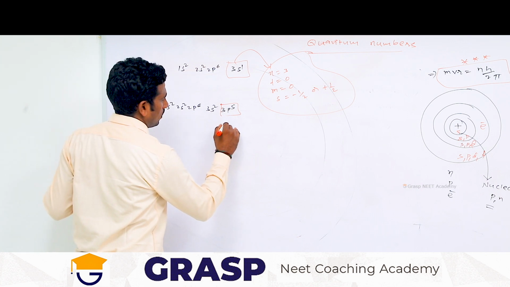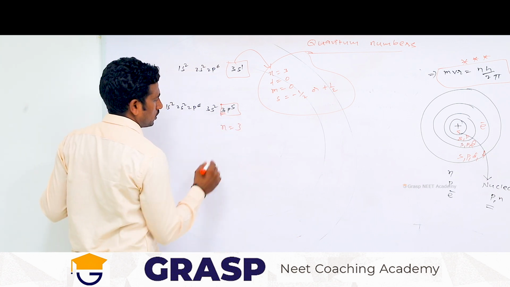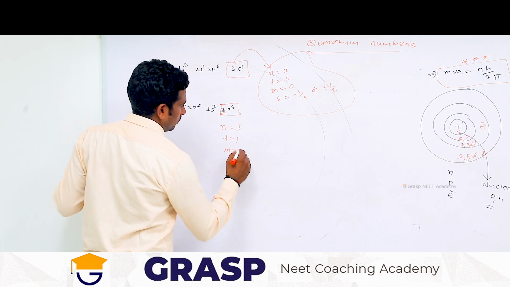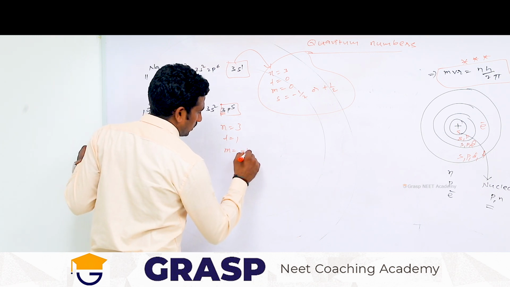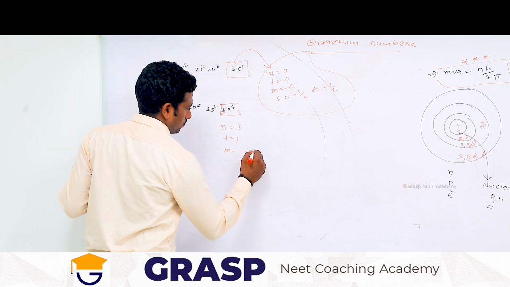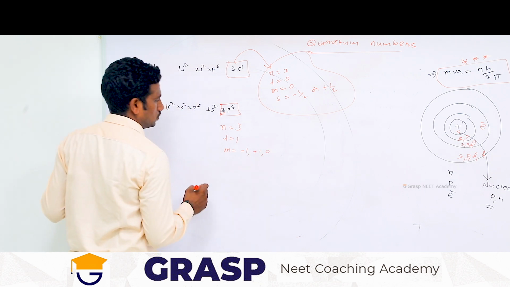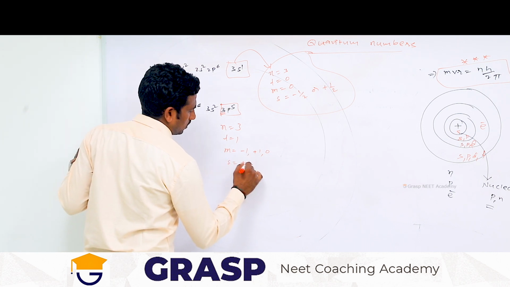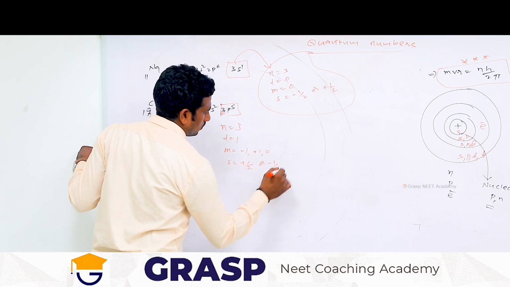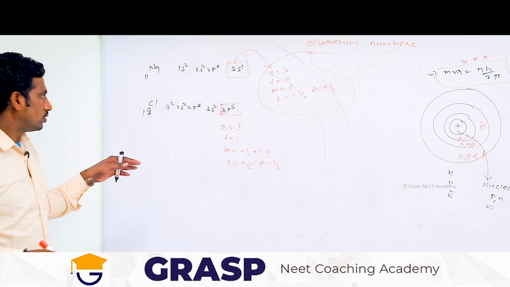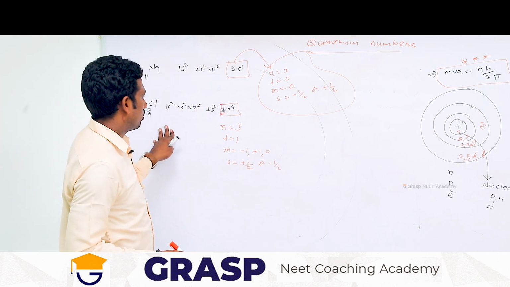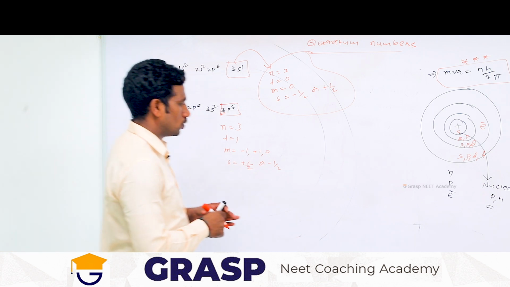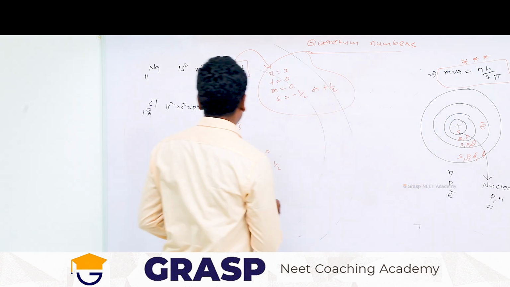Here also, n is equal to what? 3. You need to write the principal quantum number. L is equal to what? 1, and m is equal to what? You may write -1, or +1, or 0, whichever you like. And the spin of the electron you may write as +1/2 or -1/2. These are the quantum numbers for the last electron of the chlorine atom. So this information you can find like this.